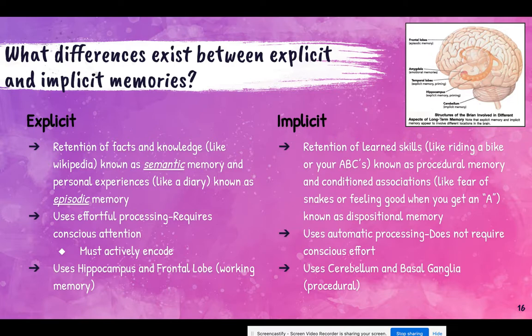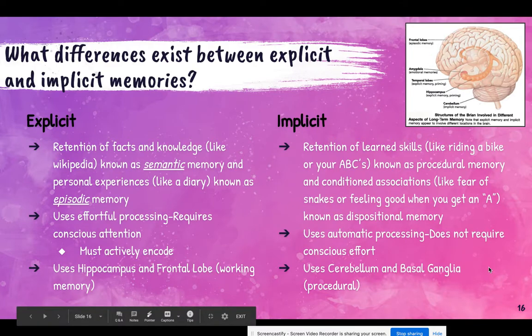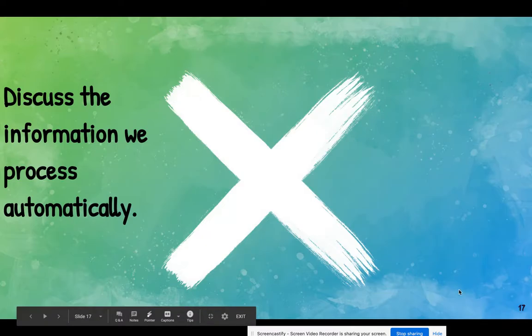Now, these things are happening automatically, meaning they don't require conscious effort. And therefore, the Atkinson-Shiffrin model doesn't really apply. We will look at where automatic processing fits into that model, and we did in the previous video. Implicit uses the cerebellum and basal ganglia, again, something that we'll talk about in the future.